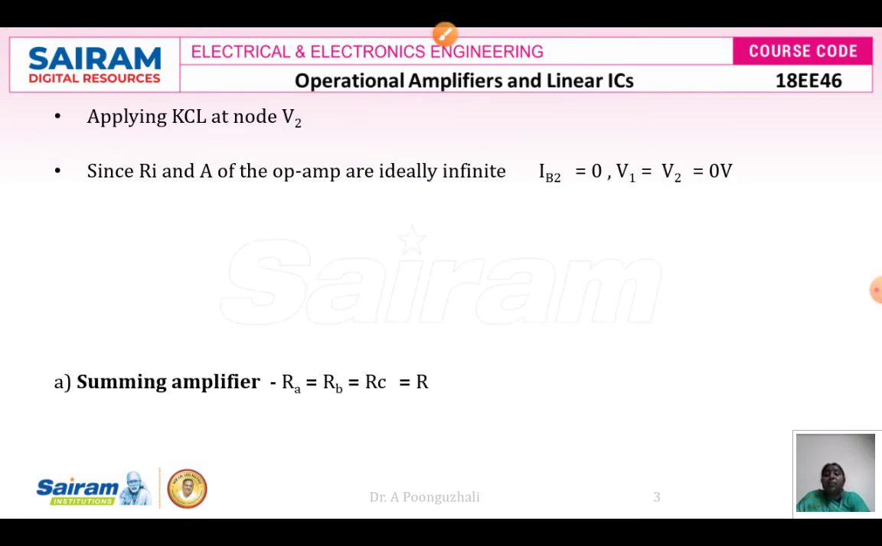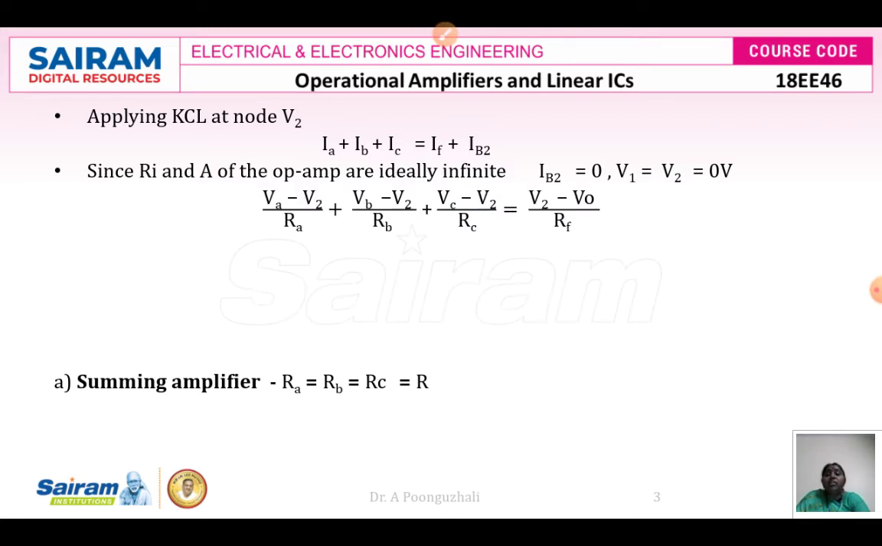So here you are applying a KCL at your node V2. Your IA plus IB plus IC is equivalent to IF plus IB2 here. Since your input impedance and your open loop gain of the operational amplifier are going to be ideally infinite, we say that your IB2 is 0 and V1 is equal to V2 is equal to 0. These are the ideal conditions of your operational amplifier.